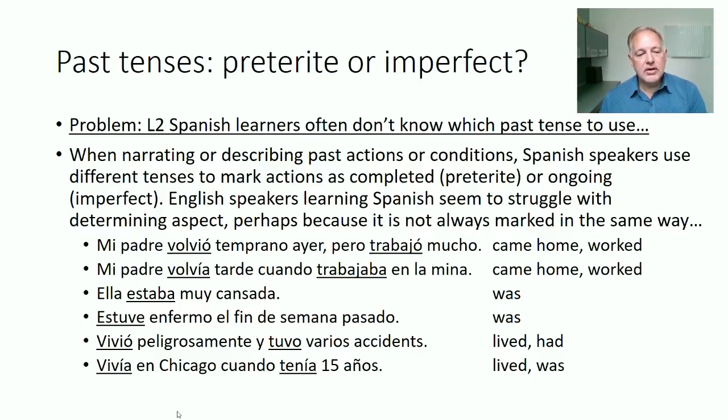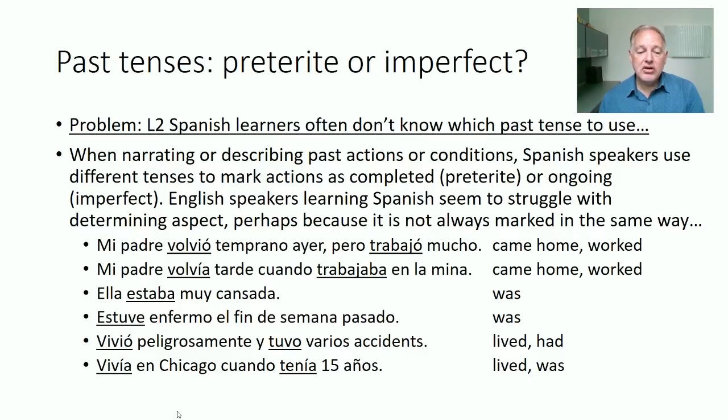Those would be imperfect. She was tired. Ella estaba muy cansada. Or estuve enfermo, right? I was sick all last weekend. But in English, same form, right? Estuve en español. Vivió peligrosamente y tuvo varios accidentes. Okay, that's our preterite example.